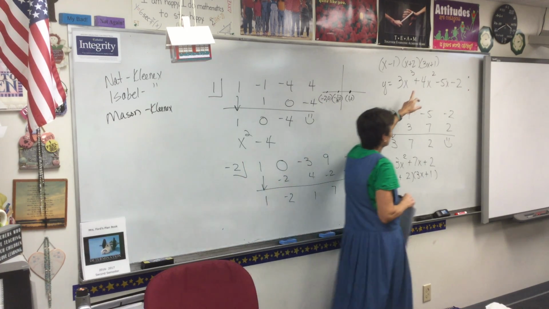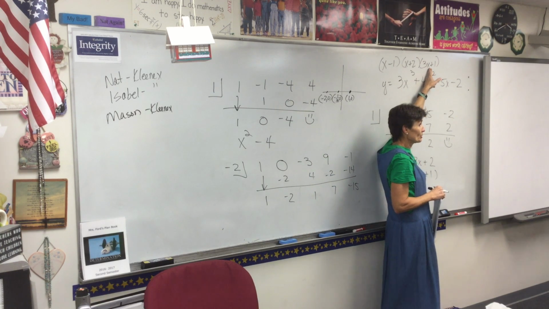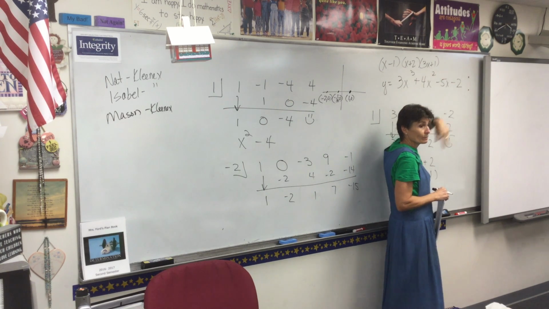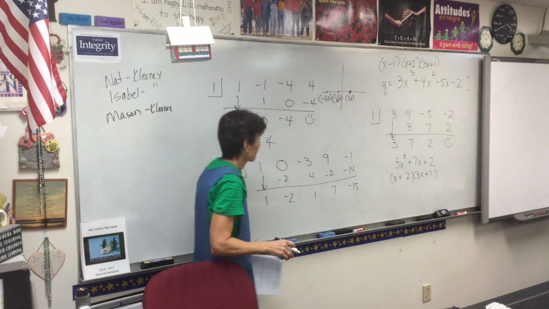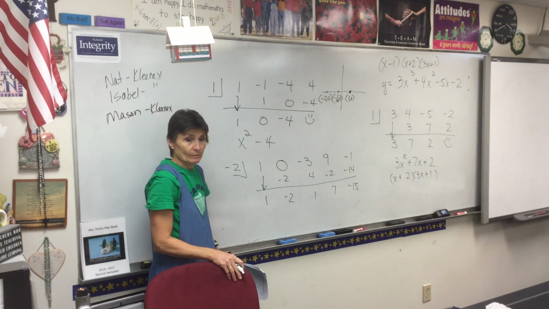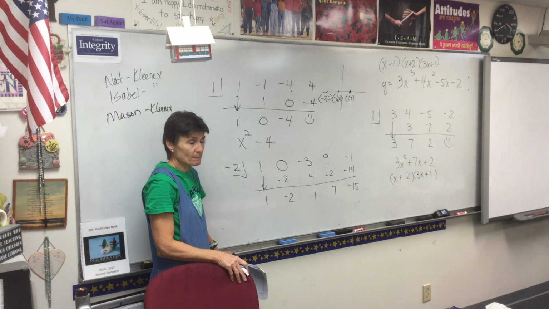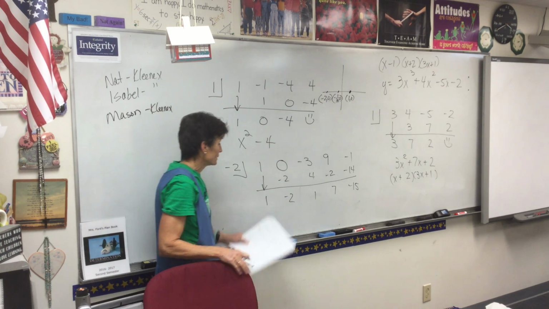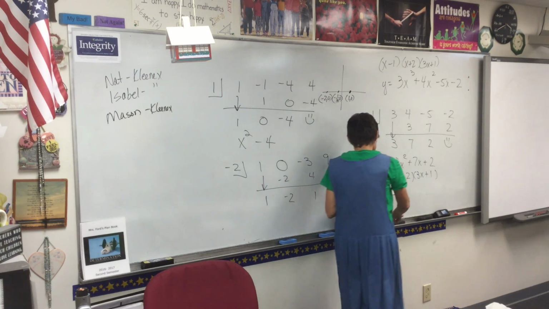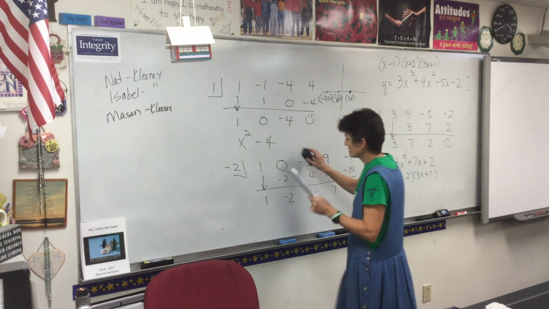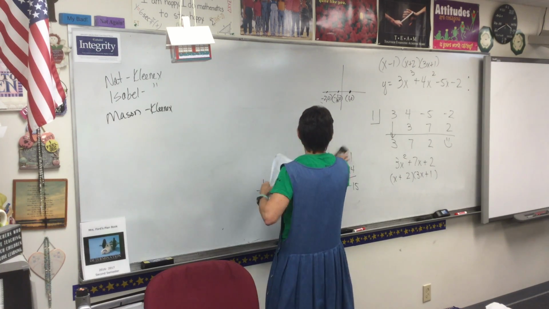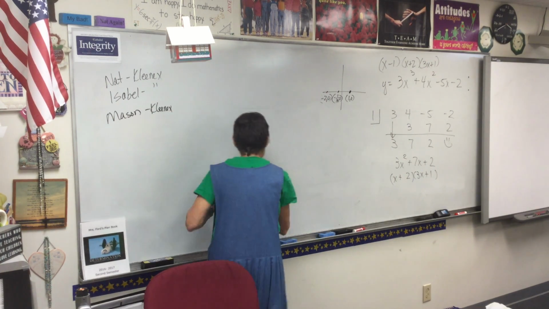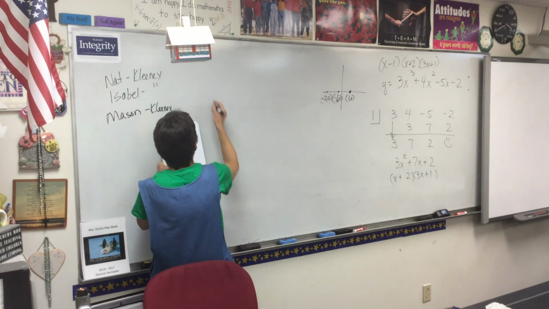How did we get negative 1/3? We set that equal to 0. Right? Everybody follow all those steps? All right, there's another one. It says 8 is a 0 of this polynomial. Find the other ones.